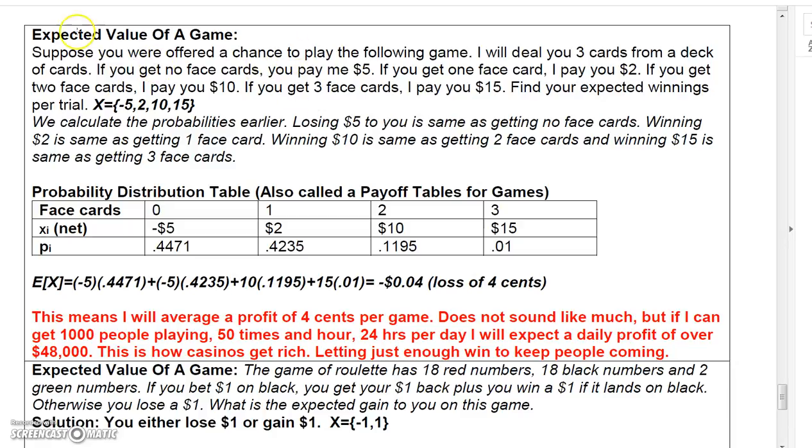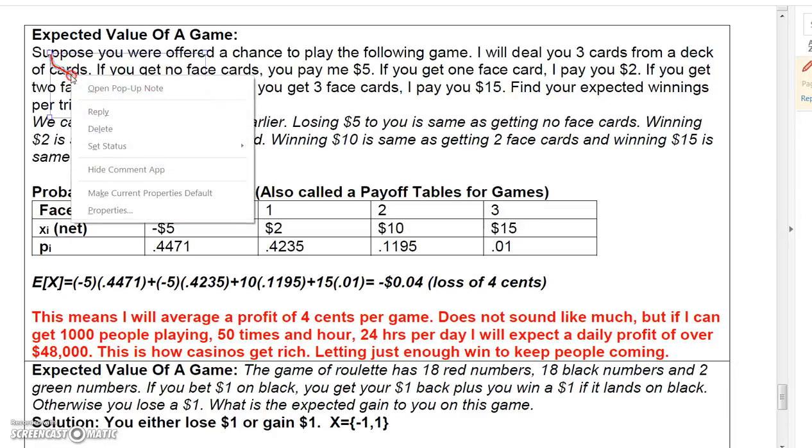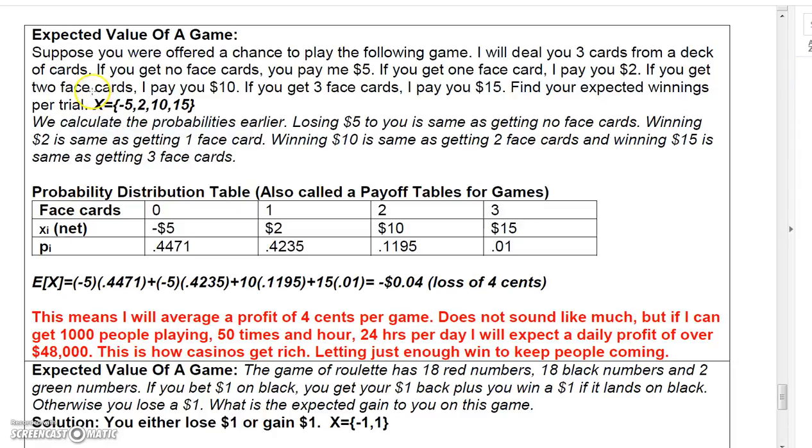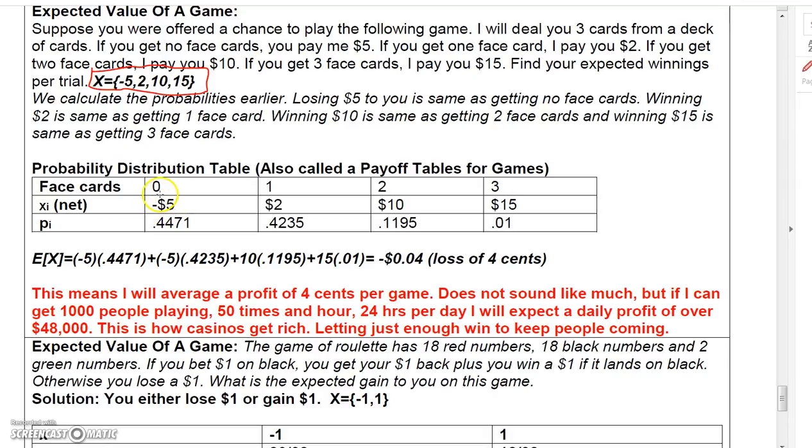Well, let's take a look. Let's take a look at the possibilities here. Right here are the possible winnings. So now this game you don't actually pay to play, so we can just consider the possible winnings here are -5. You could lose 5, win 2, win 10, or win 15. And this is how it works.